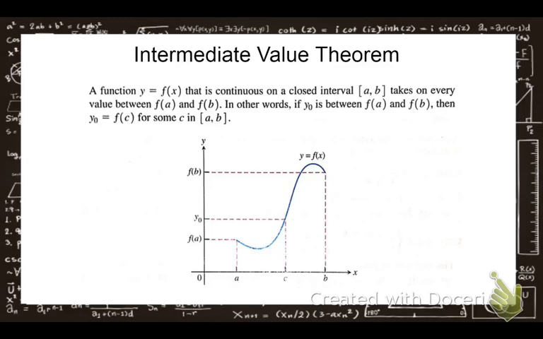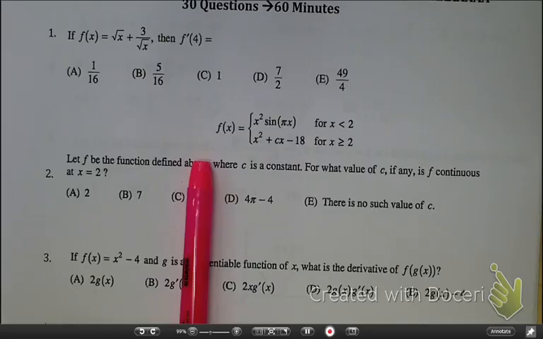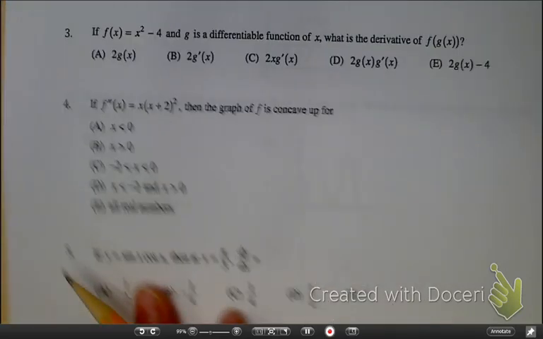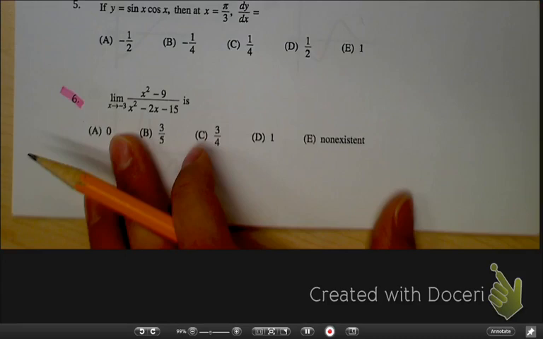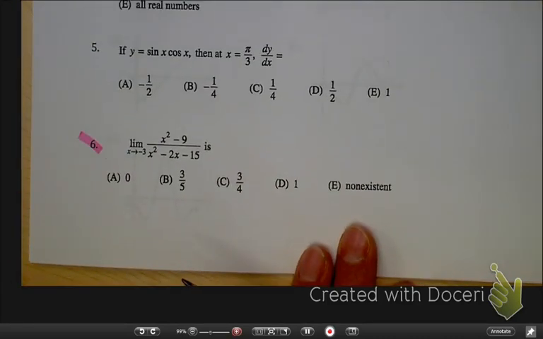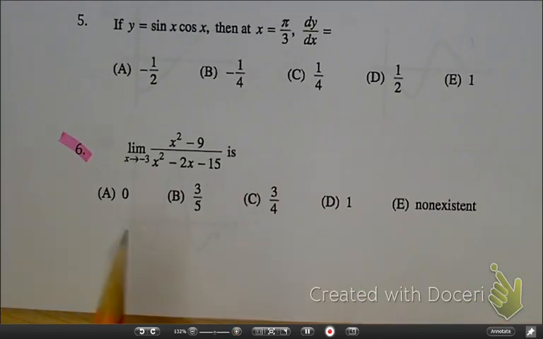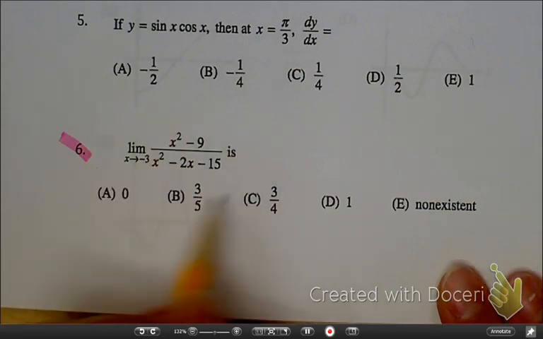All right, at this time we're going to go over to our review, and I'm going to do a few questions from the review. So the first one that came from this section, I hope I saw them all, or got them all, I should say, was number 6. This is an example of evaluating a limit algebraically.